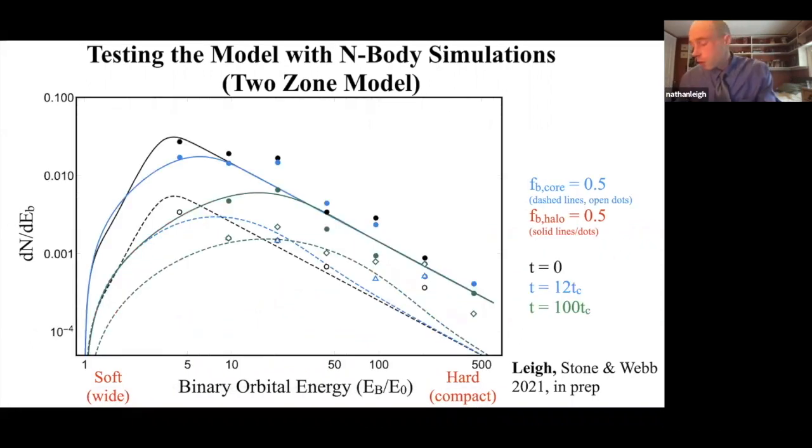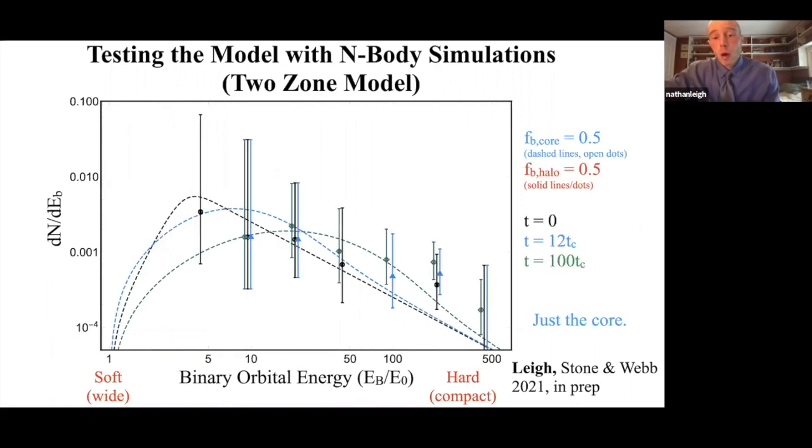And briefly, I can just show that the agreement is indeed improved for our two-zone model. This plot is a little bit busy, and I'll show the core and halo populations separately in just a second. But what we're showing here is that the colors show the binary distributions at time t equals 0 in black, after 12 core relaxation times in blue, and after 100 core relaxation times in green. The dashed lines and open dots show core binaries, whereas the solid lines and solid dots show halo binaries. Let's take a look at the core first.